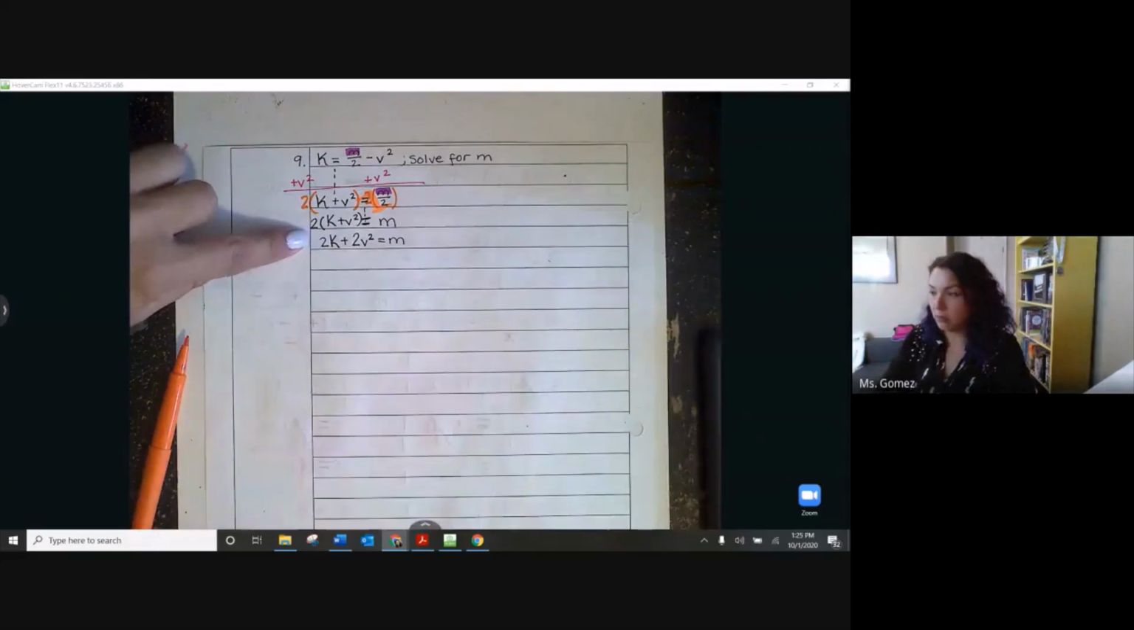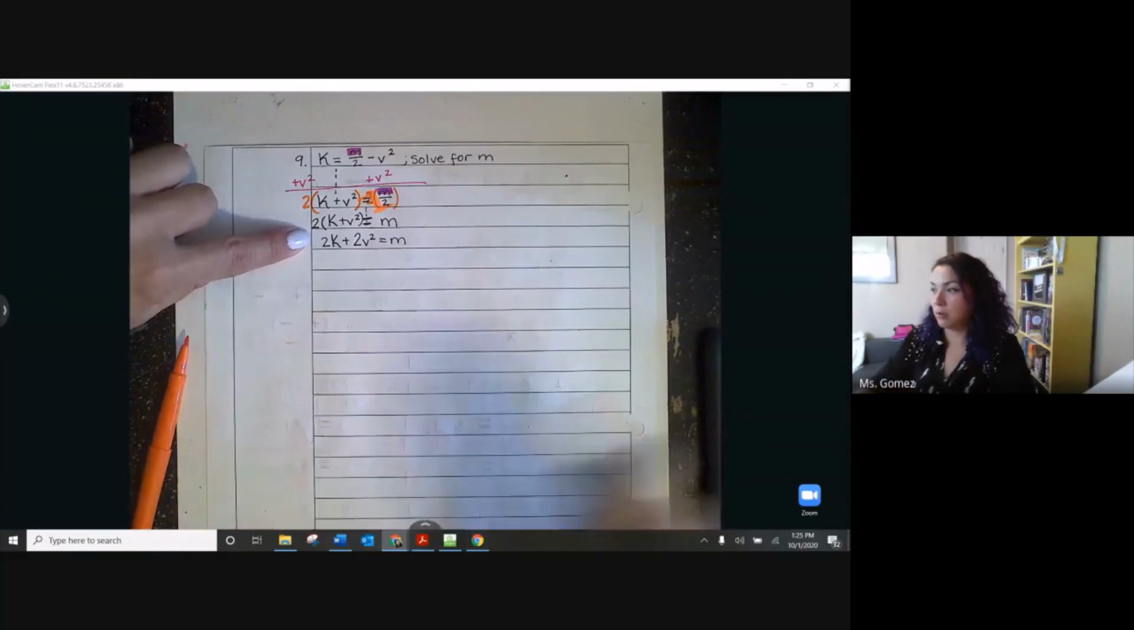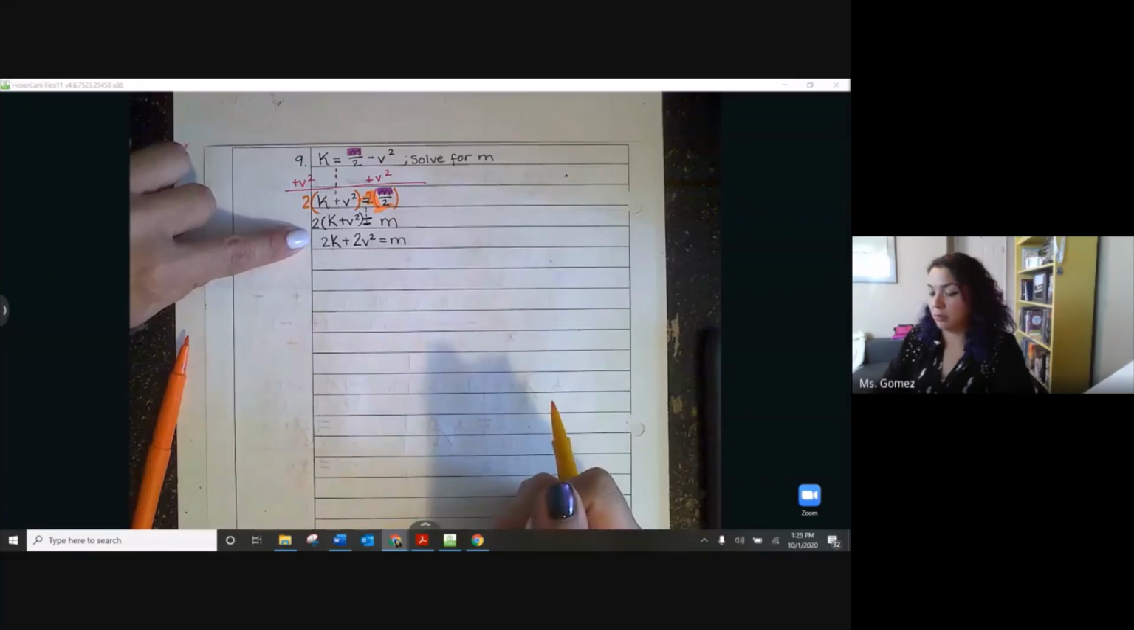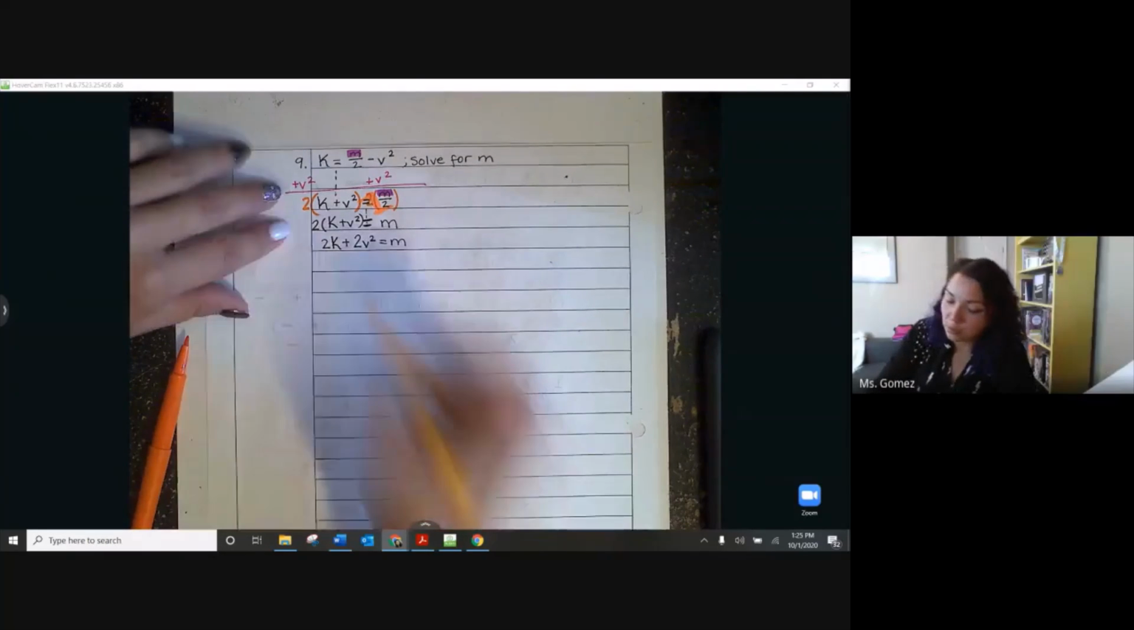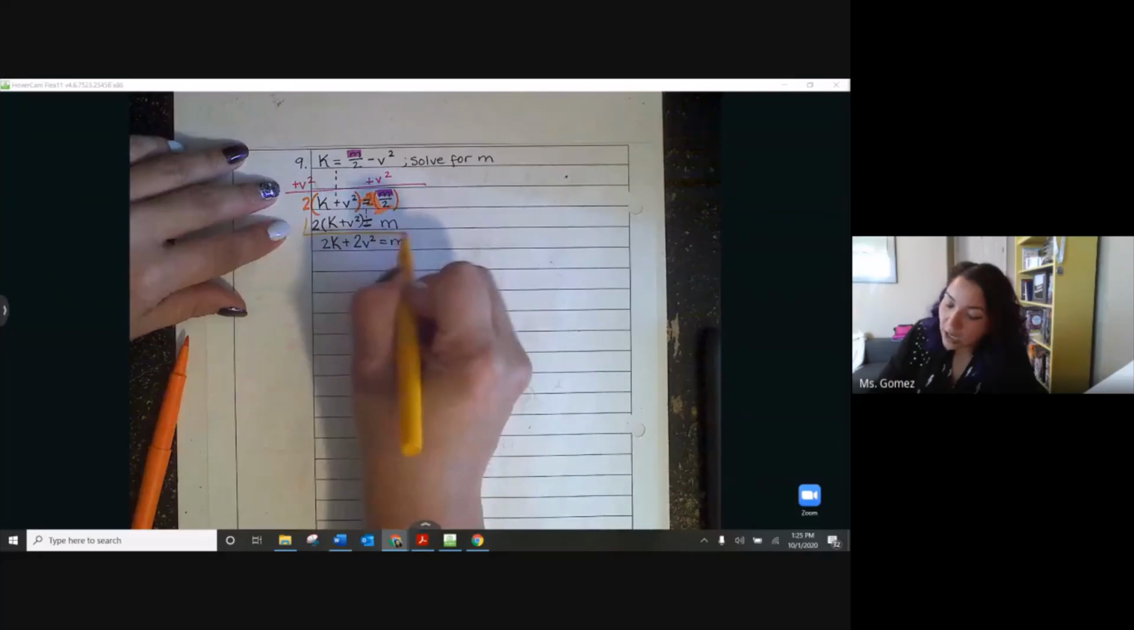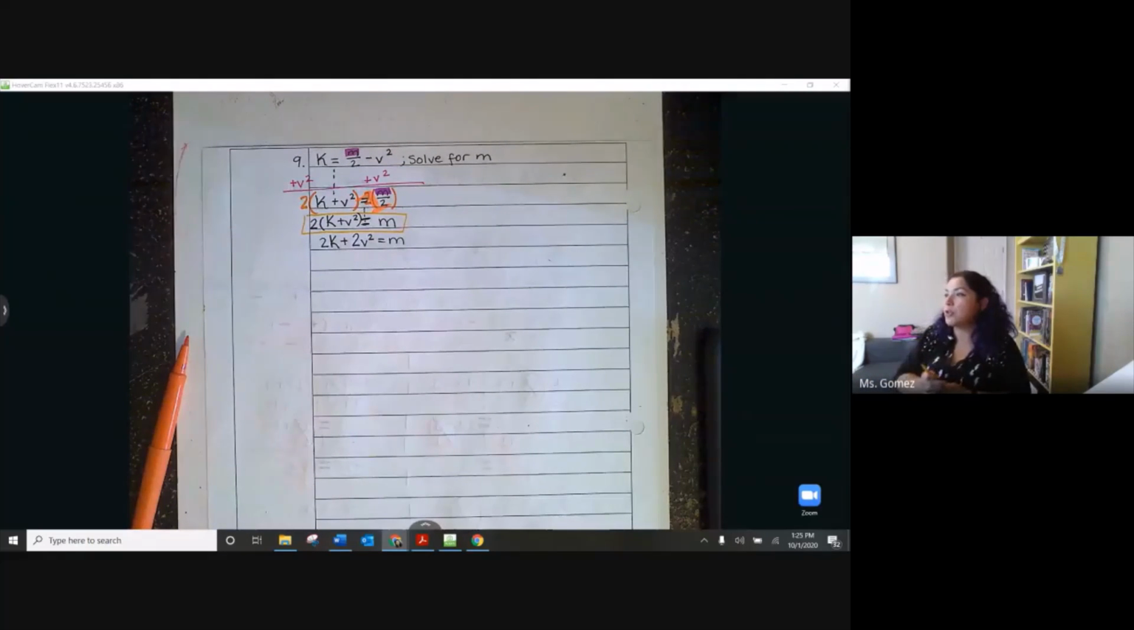Now, I want your honest opinion. Which one do you like more, the top one or the bottom one? The top one or the bottom one? Top. The top one? Okay. I don't care.